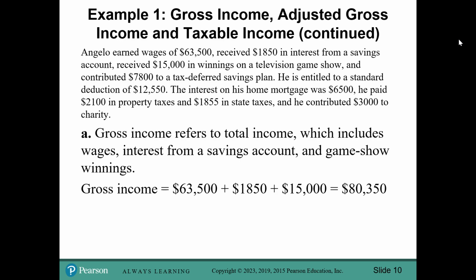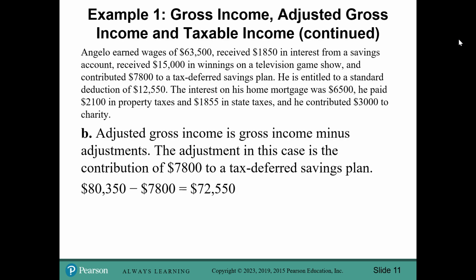Now, we know the problem here, but gross income refers to the total income, which includes wages, interest from savings accounts, and game show winnings. So here, his gross income is going to be his $63,500 from his wages, his $1,850 from the interest in his savings account, plus the $15,000 in winnings on the TV game show. So his overall gross income here is $80,350, which we got by adding all three of those together.